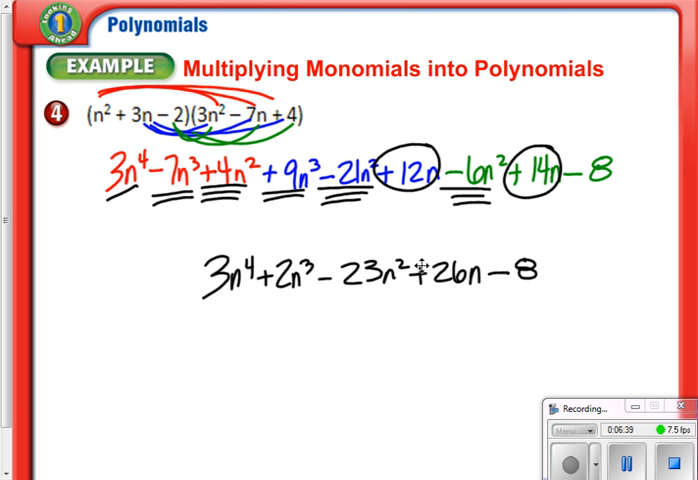This will conclude lesson 5, multiplying binomials, trinomials, polynomials.